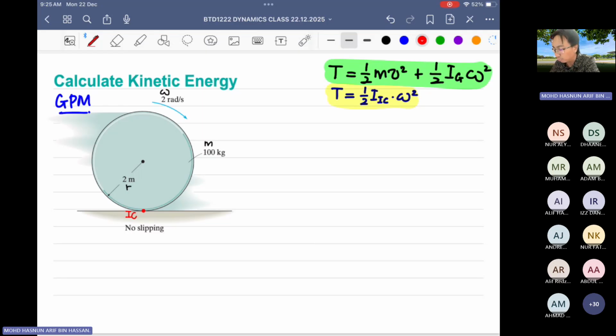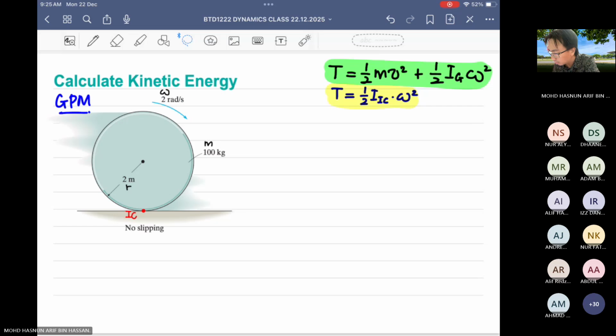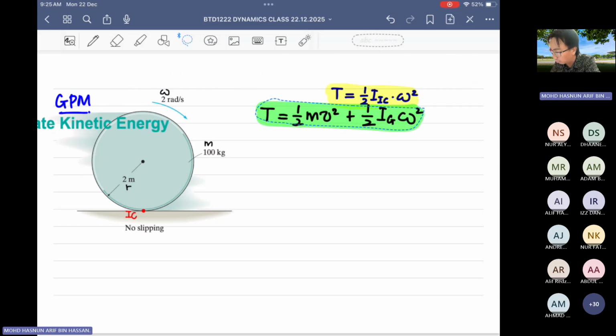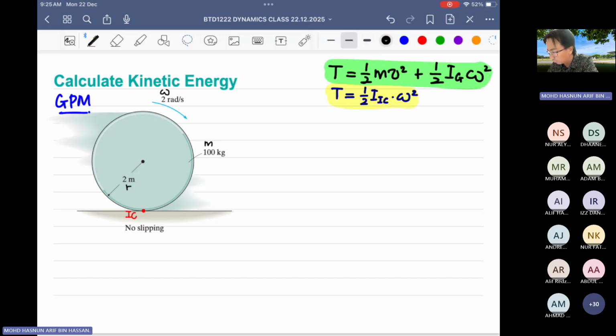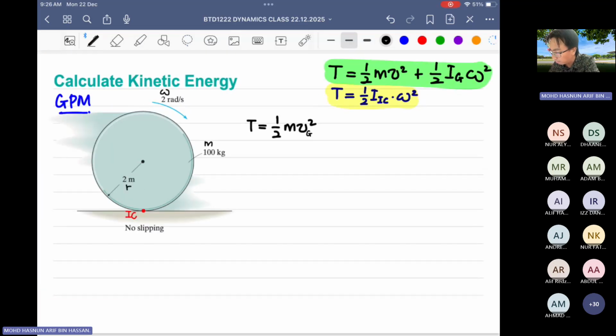Let's look at the first equation. I'm going to bring the first equation here. Wait, I think I can copy this. Oh, sorry, it copied everything. Never mind. Let's use the first equation, which is T equals 1/2 m v squared, where v is basically Vg here, Vg squared, plus 1/2 Ig omega squared.